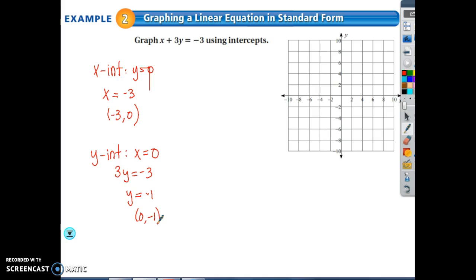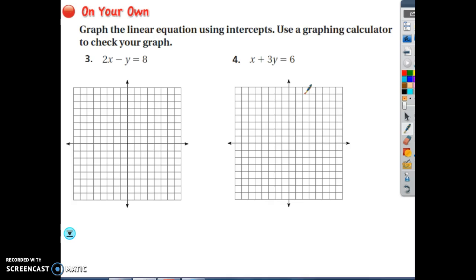When I let x and y both equal 0, I end up with my x-intercept and my y-intercept. My x-intercept is the point negative 3, 0. So when I plot that on my graph, it's right about here. And my y-intercept is 0, negative 1, which would be right about here. Connecting those dots, the graph of my equation would look something like this. Again, go ahead and take a moment to pause the video and try these two on your own using intercepts to graph your line. We are instructed to use a graphing calculator to check your graph, but since we don't have a graphing calculator, I'll go ahead and put the answers up in just a moment.